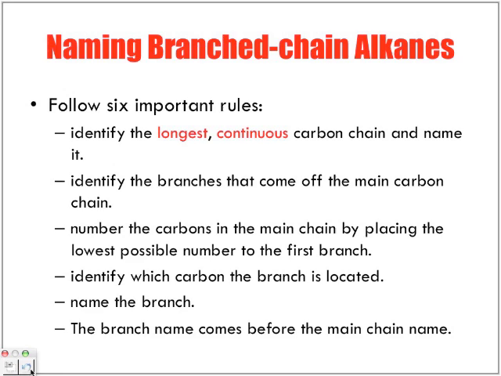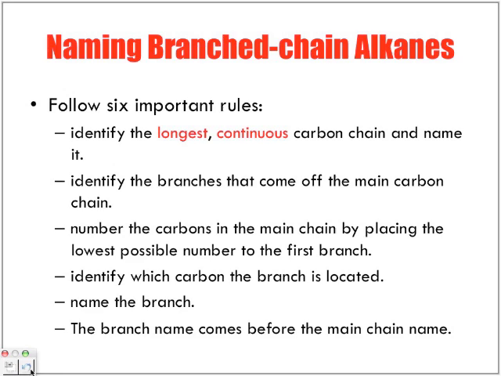Now, naming branched chain alkanes. We can't just use the naming, so we're going to have to follow the following 6 important rules. First one, really important: identify the longest continuous carbon chain and name it. So you find the row of carbons that are bonded to one another that will form the longest chain, the most carbons that we can link together in a straight line, and sometimes it branches off. And I'll show you an example. Now, what's important, after you figure that name out, that is your main name for your hydrocarbon. It's identifying all the other different branches that exist from that main chain.